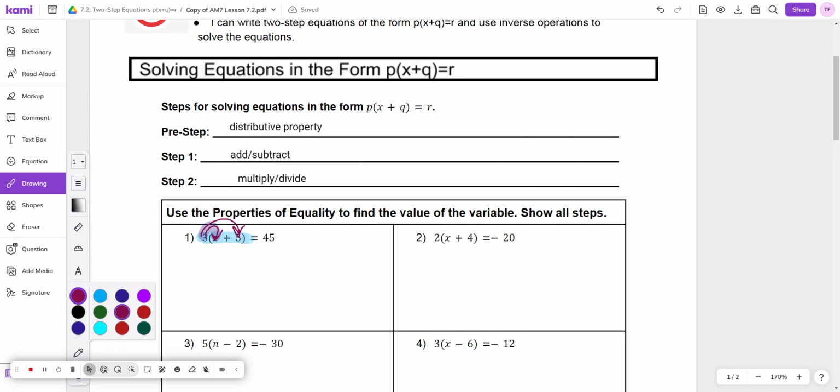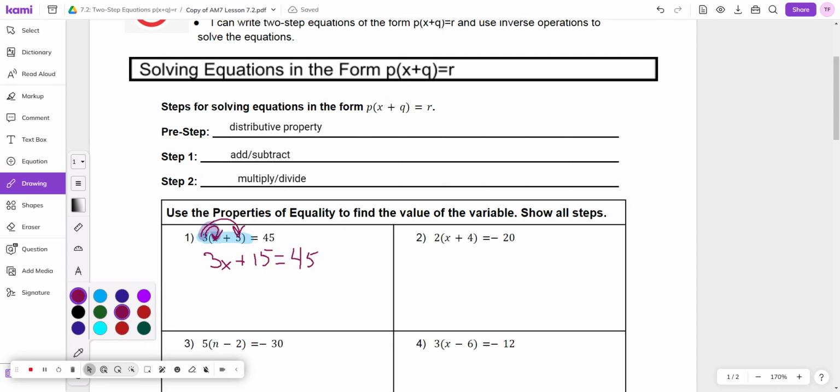So when I multiply 3 times x, that gives me 3x. When I multiply 3 times 5, that gives me 15. Added inside the parentheses, so I'm going to add it outside the parentheses. So I'm going to put a plus here. Now I'm going to just rewrite everything else, so put the equals 45.